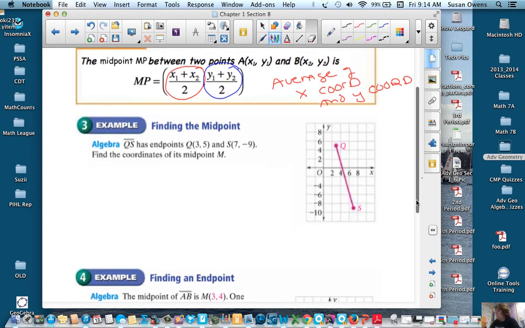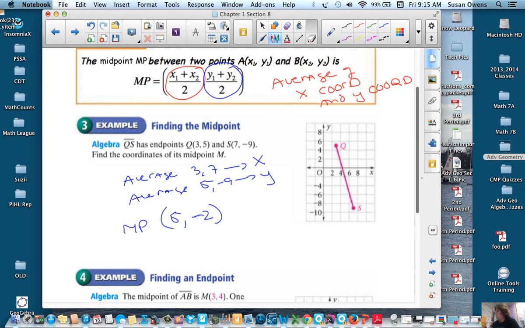So I want to find the average of 3 and 7, and that's going to be my x. And I want to find the average of 5 and negative 9, and that's going to be my y. So 3 plus 7, 10, divided by 2 is 5. 5 and negative 9, add them together, you get negative 4, divided by 2 is negative 2. So my midpoint, and you can abbreviate midpoint as MP, is 5, negative 2.